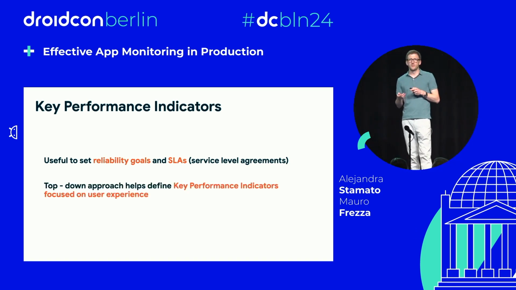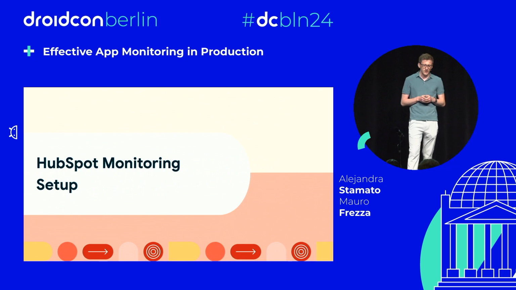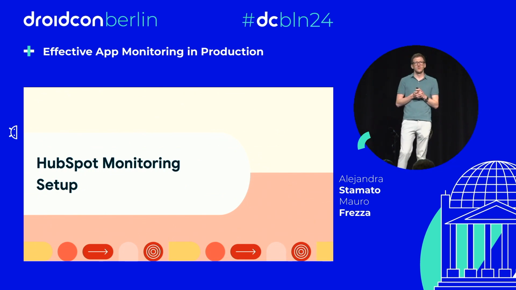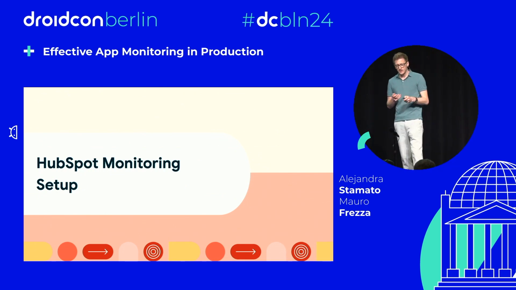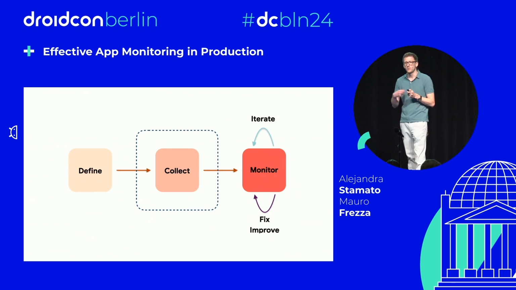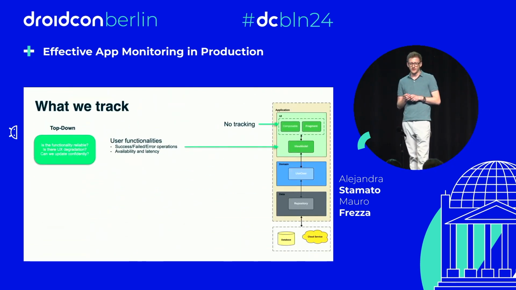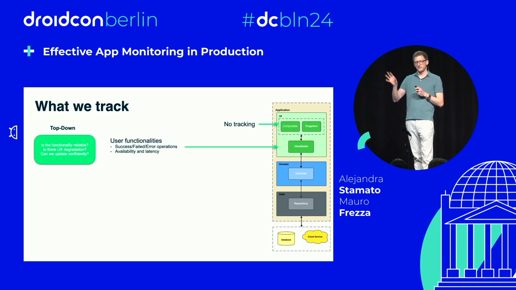If you use a top-down approach, it becomes a little bit easier to define KPIs just because you start from the user part, and so you're able to immediately evaluate the impact on the user. So how do we actually do all this in HubSpot? We're going to see how we collect the information. Where do we actually collect the information in all our layers? Starting from the top, on the UI part, so in terms of composables or fragments or views, we don't really track anything.